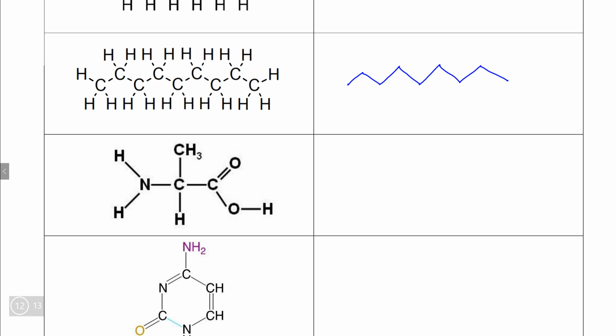Now, this next example here, we see our first example of a compound that has elements that are not carbon or hydrogen, and we see them branching off to the side. So we see a nitrogen here bonded to two hydrogens, and we see the carbon on the end is double bonded to one oxygen and single bonded to another. So let's go ahead and draw the carbons first.